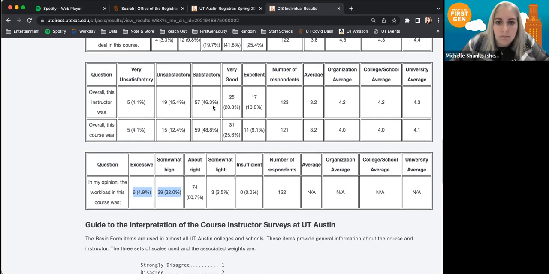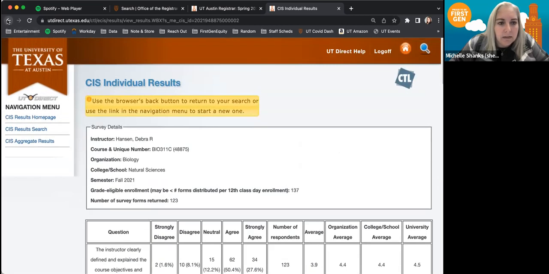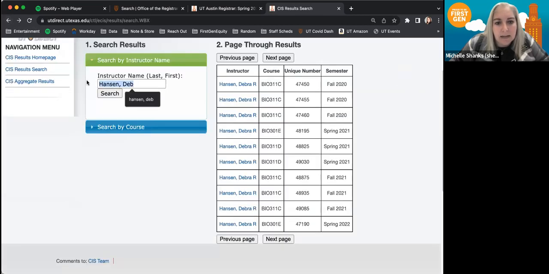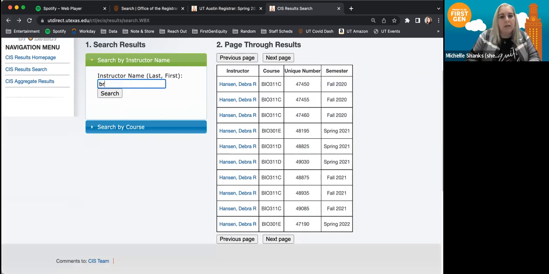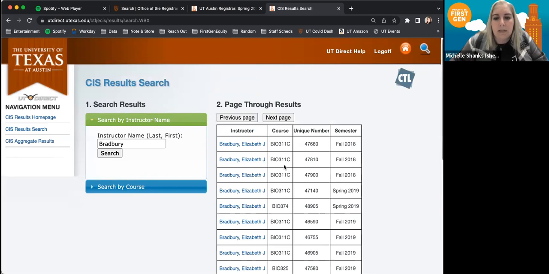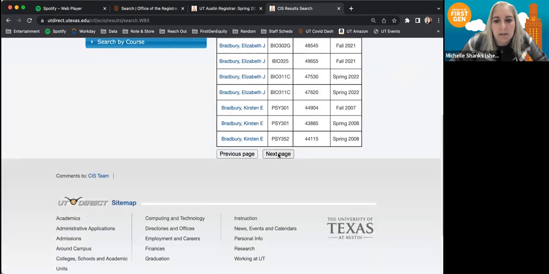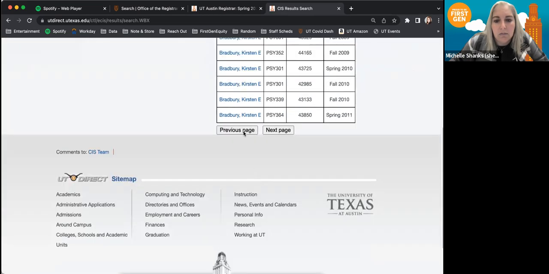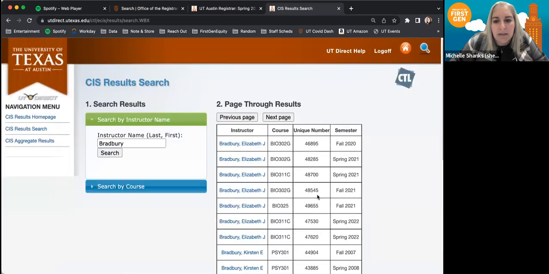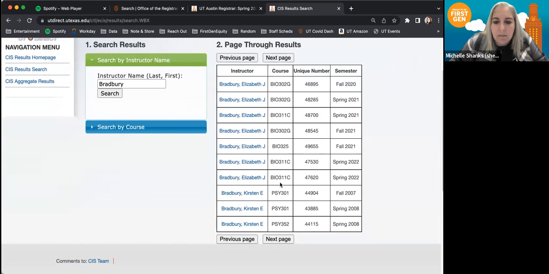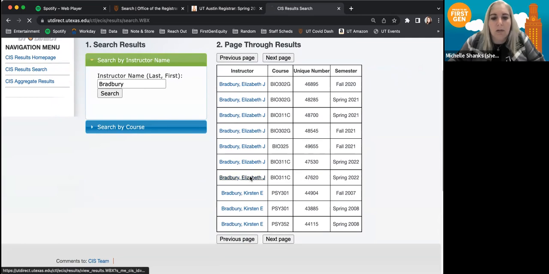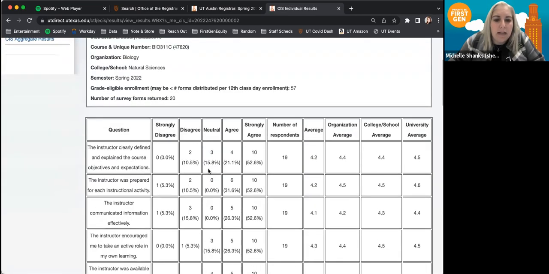Okay, so I'm going to go back now, and instead of looking up Deborah Hanson, I'm going to look up Bradbury. Okay, so Elizabeth Bradbury, we've got to do the same thing here. We go through and we look at, oh, already gone past Elizabeth. Okay, most recent time Bio 311C was spring of 2022. So looking at this course, I can open it up.